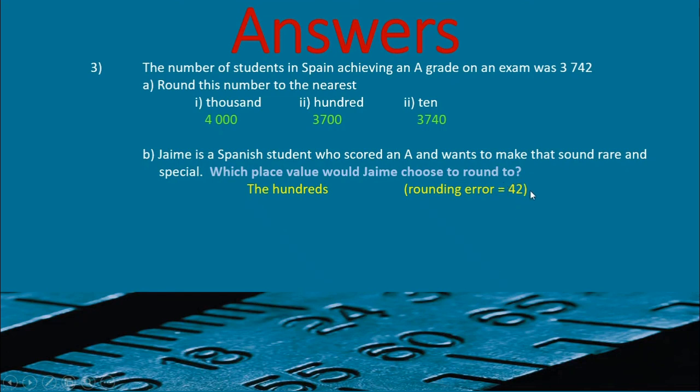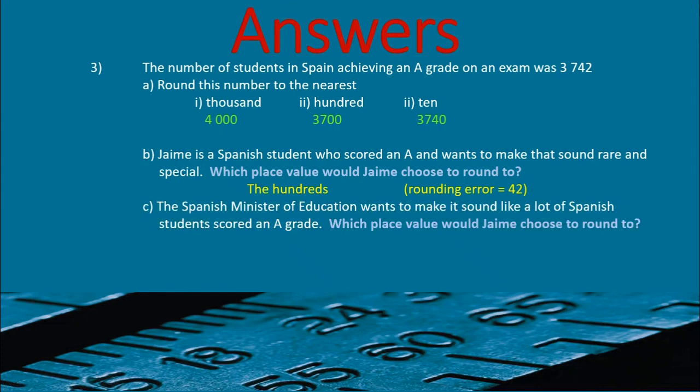It's not a lie. It's not incorrect. It's just not perfectly accurate. The Spanish Minister of Education, though, would want to make this number seem big to make it seem like Spanish students are doing very well on these exams. So which of these numbers show a bigger number of students? The thousands. When we round to the thousands, the answer gets bigger because we round up to 4,000. This answer is correct. It's not a lie, but it's not perfectly accurate. There is a slight rounding error here of 258 students, but he's trying to make his numbers look good.